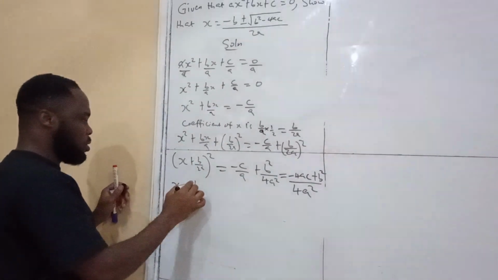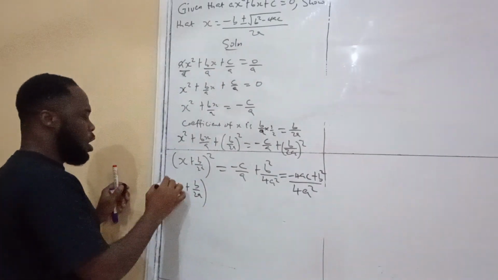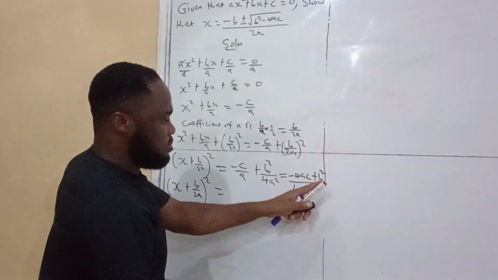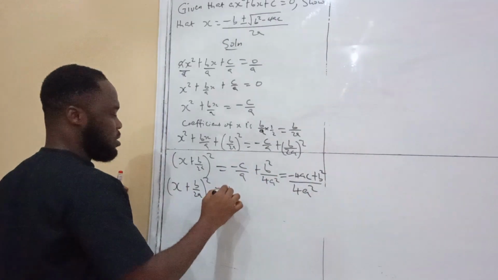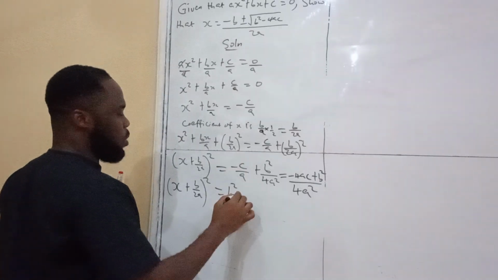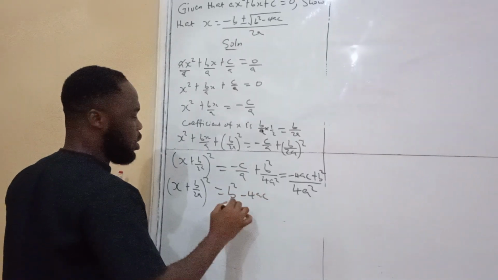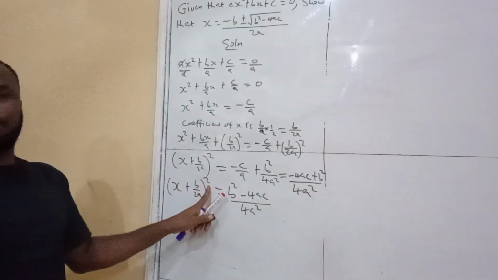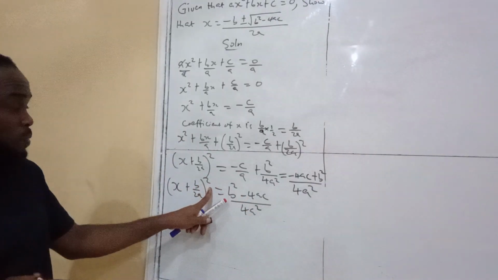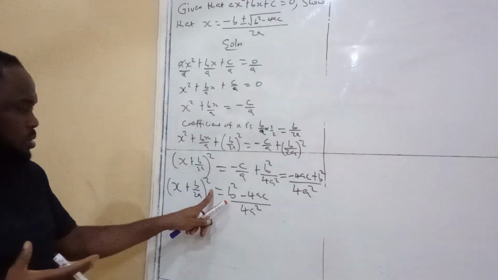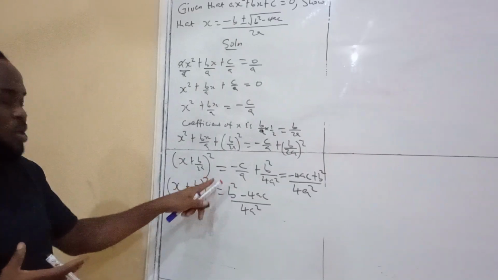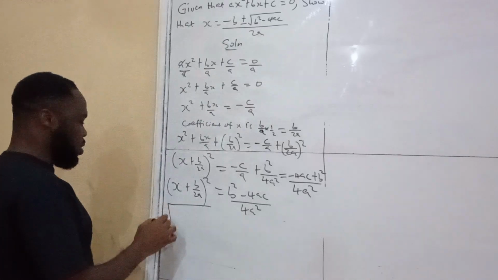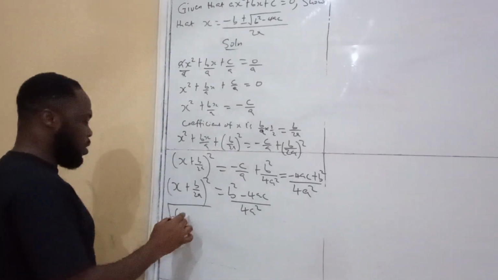x plus b all over 2a all squared equals, let us take b squared first, so we shall have b squared minus 4ac all over 4a squared. Now, how do we remove this power 2? By square rooting both sides, because square root is the opposite of square. So when we square root both sides, we shall have this.